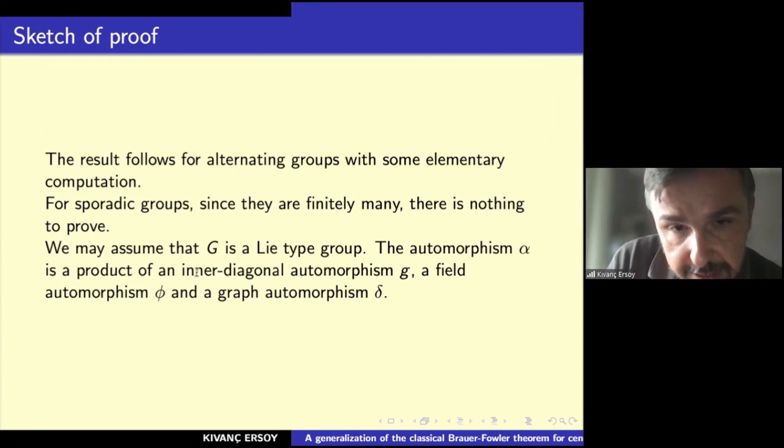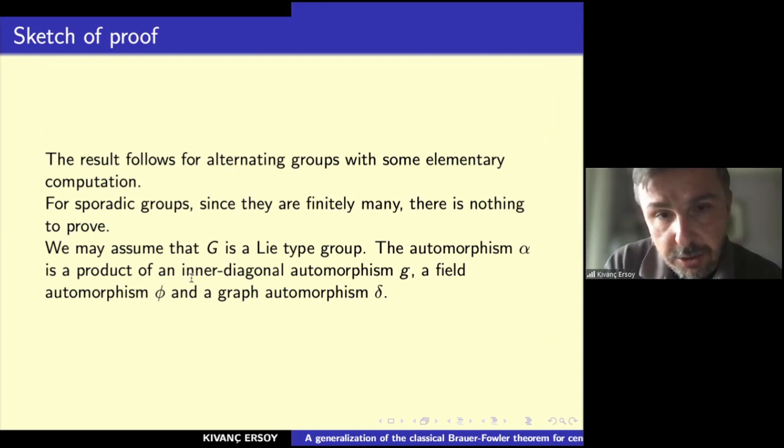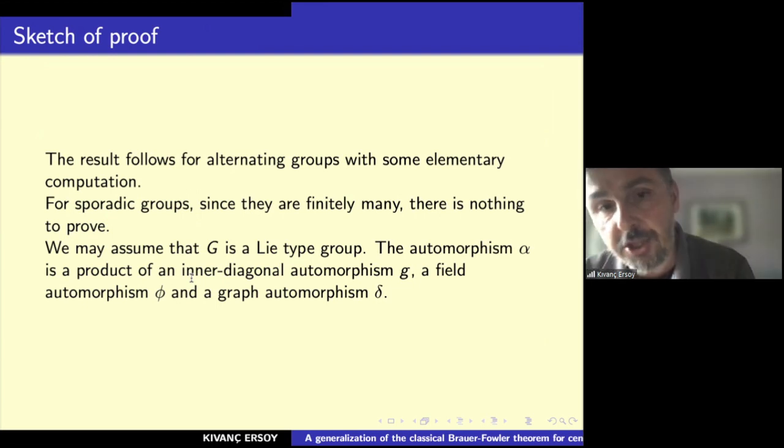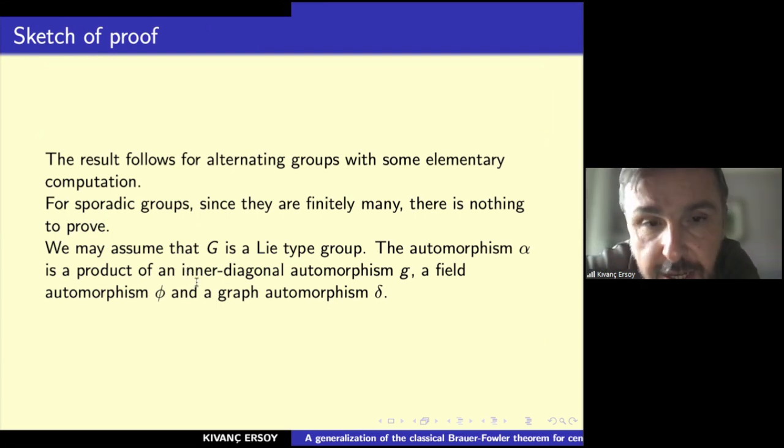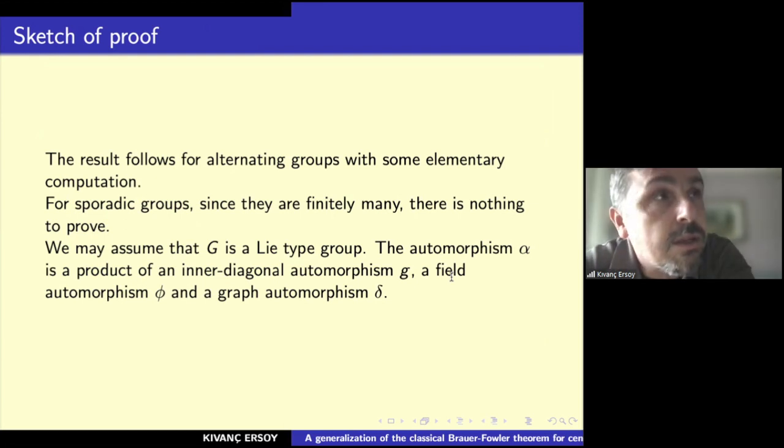In this case, for example, if we have started with PSL_n, our group G-bar of sigma, the fixed points of the Frobenius map, is PGL_n, and the O^{p'} subgroup is PSL_n, and the elements coming from PGL_n are called the inner diagonal automorphisms.